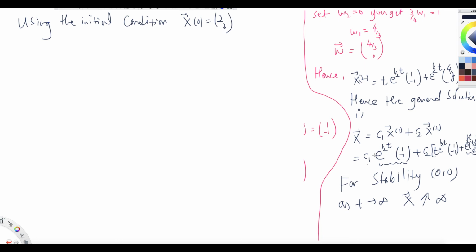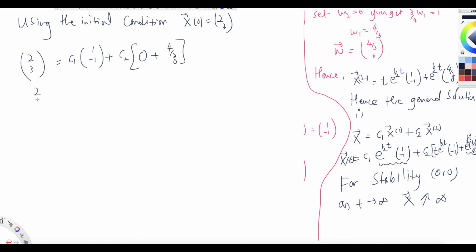What do you get on this equation? You will get (2, 3). This is x of t, right? So if you set t equals 0, you will get x0 equals (2, 3) equals c1 (1, -1) plus c2 times... the first one will be 0 because this is 0 times, right? That will be 0, plus (4/3, 0). That's what you get.